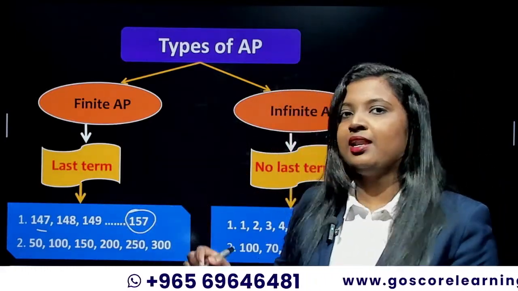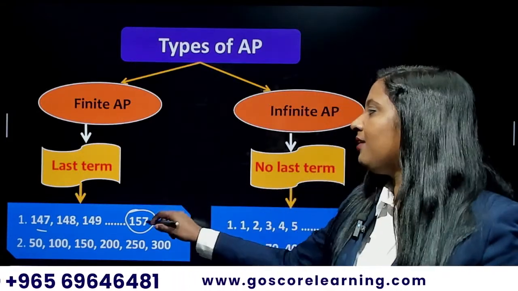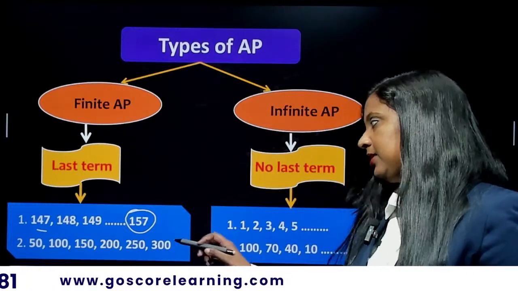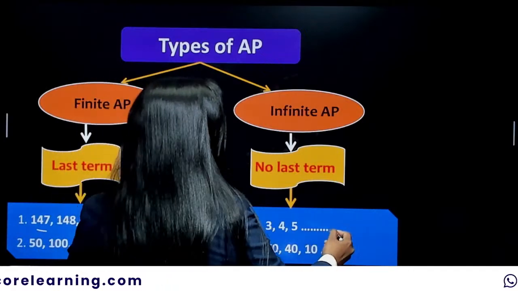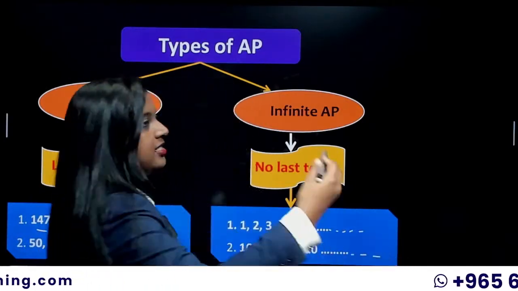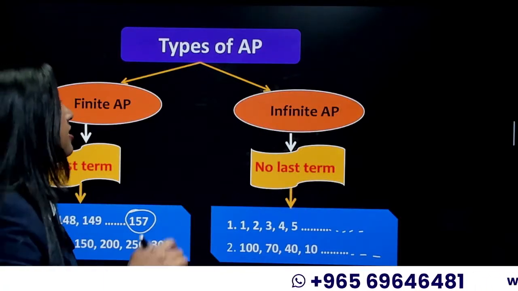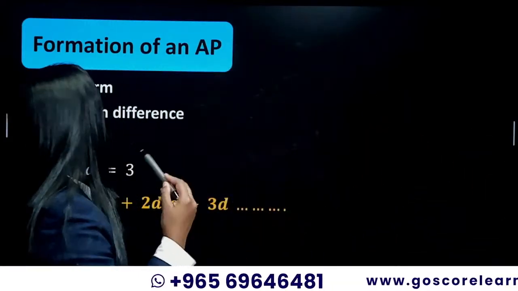Okay, there may be etc in between, but there will be a last term for sure. Okay, such APs are known as finite APs because there is a last term, and the APs where there are no last terms, it is going on and on, etc, etc, etc. Such APs are known as infinite APs. Okay, so this is all about the types of APs. And then the formation of an AP.